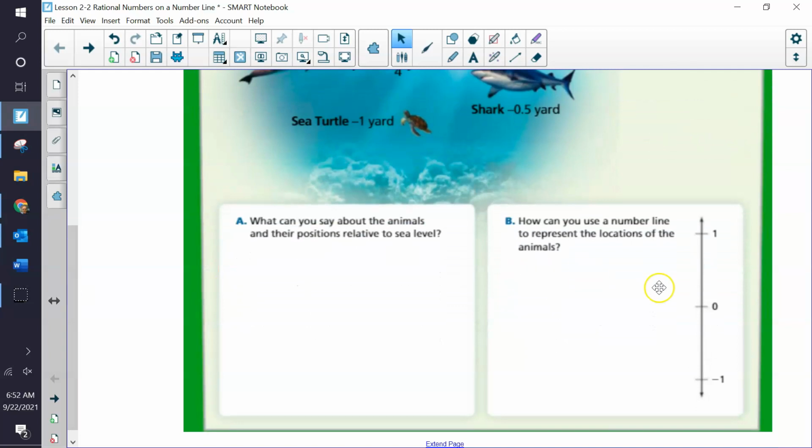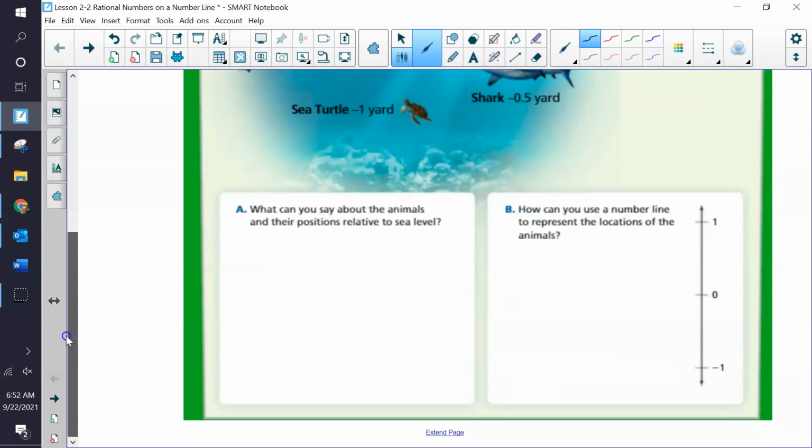So how do we use a number line, though, to show that? Well, here's 0, here's the water line right here, and then somewhere between 0 and 1 is going to be the bird, because the bird is above the water line. So the bird is 3/4 of a yard. So we need to know, where is 3/4? Well, we can split between 0 and 1. We could split it up into fourths.